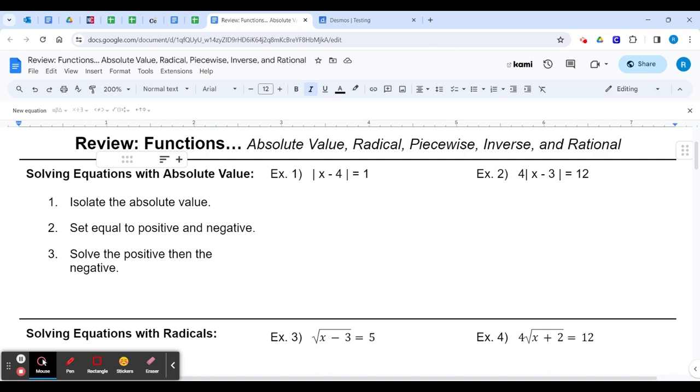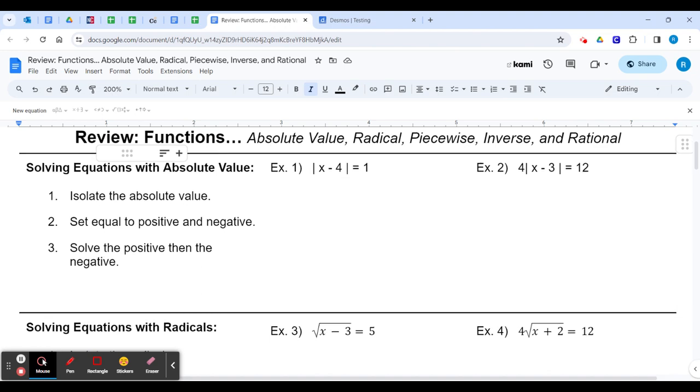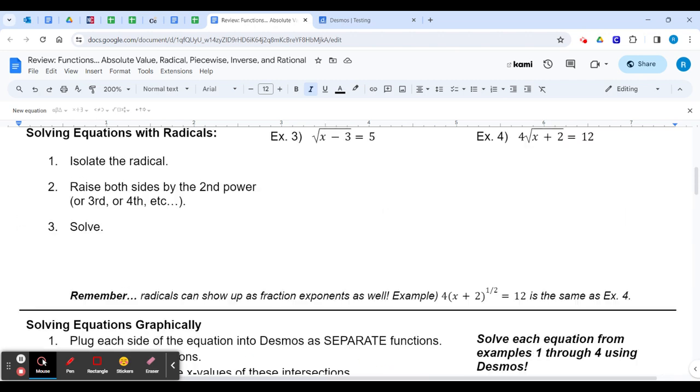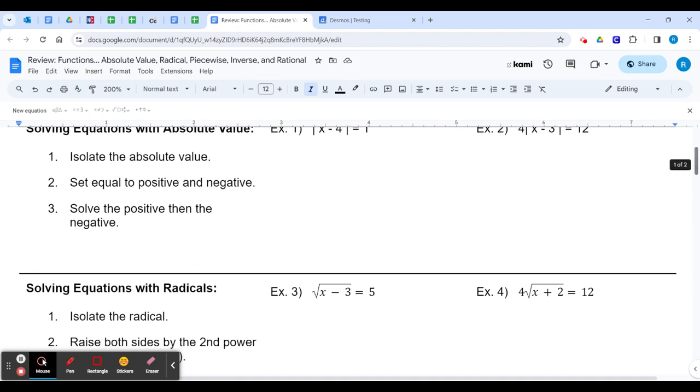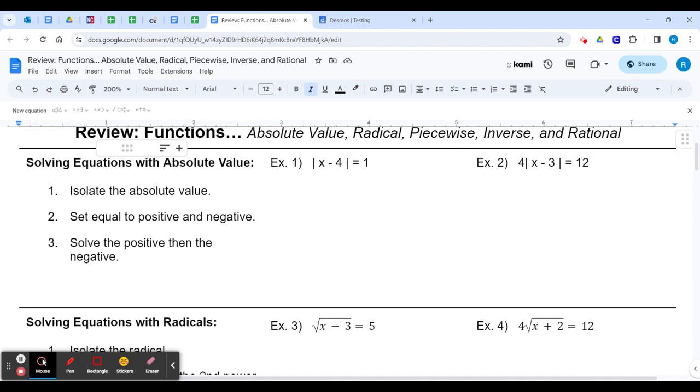So, first things first, solving equations with absolute value. We should be able to solve all of these graphically, which we'll do in a second, but we're going to run through how we solve them algebraically first. With absolute value, first we want to isolate the absolute value. Then we're going to set it equal to the positive and negative version. After that, we're going to solve like normal.